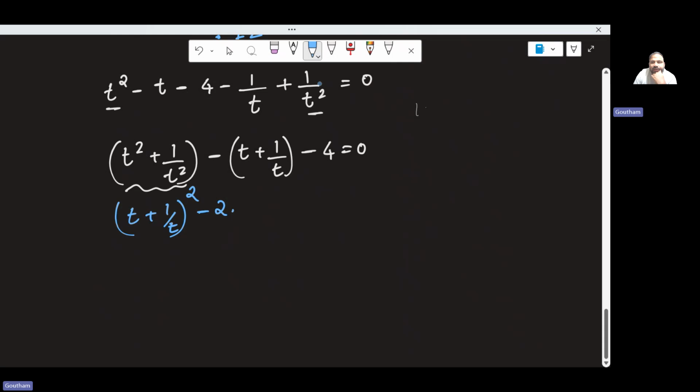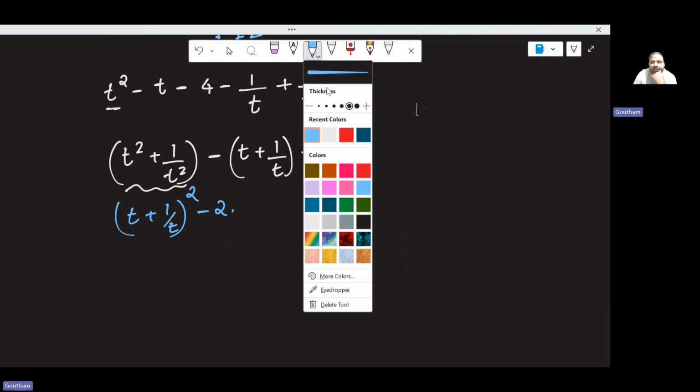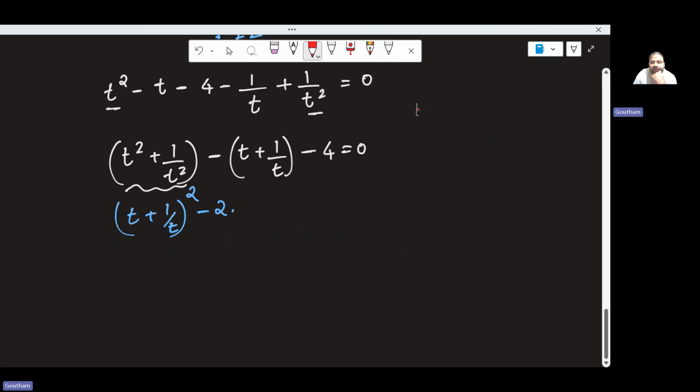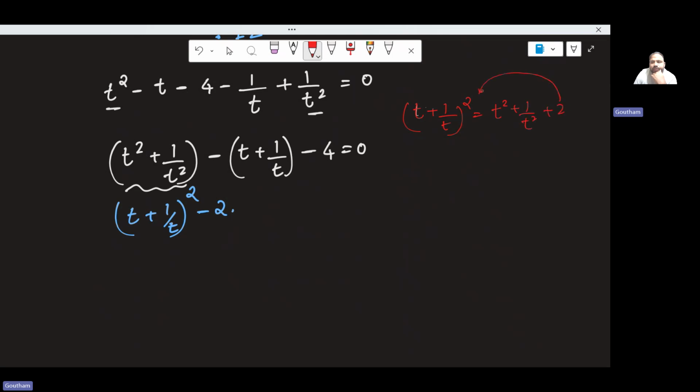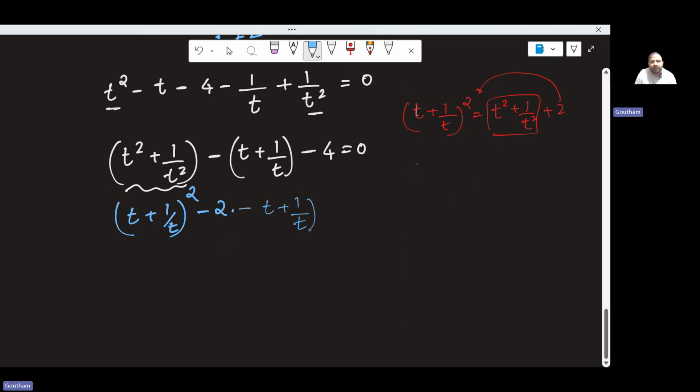So let me try to change the color of the ink. है ना? देखिए, t plus 1 by t का whole square क्या होता है? t square plus 1 by t square plus 2. So you bring this plus 2, so this term will remain. That is what I have written. Yes. Now let us go back. Minus t plus 1 by t minus 4 is equal to 0.